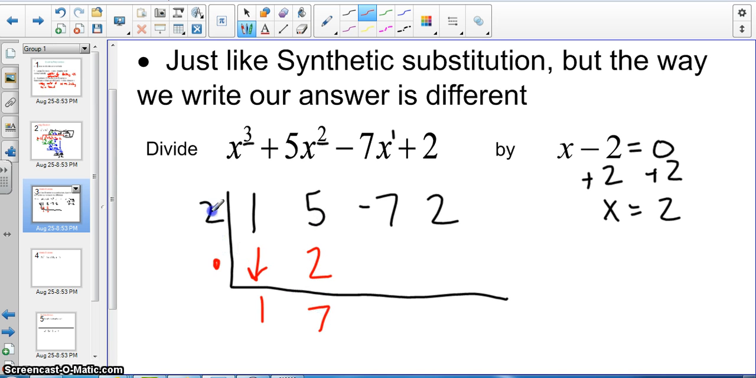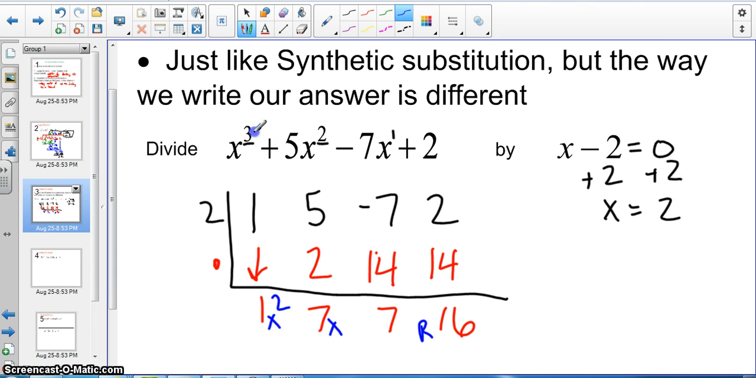Take that and multiply it by 2. You get 14. -7 plus 14, or 14 minus 7, is 7. Multiply that times 2. You get 14, and combine these, you get 16. Now synthetic substitution, this last number, that was our answer if we had evaluated. Well, this last number is going to be our remainder. This is our constant term, does not get an x. This is our linear term, gets an x to the first. This is our quadratic term, gets x squared.